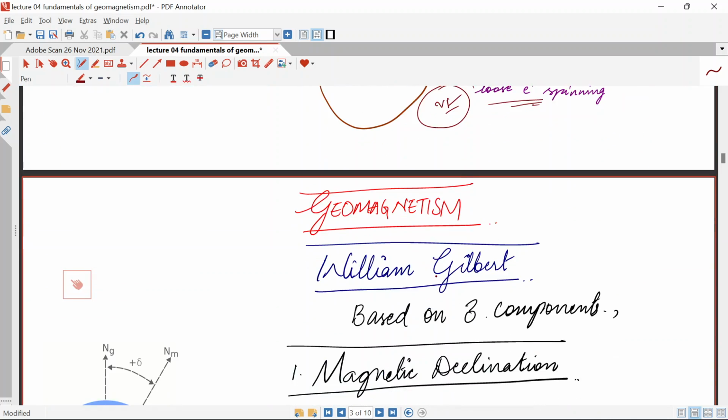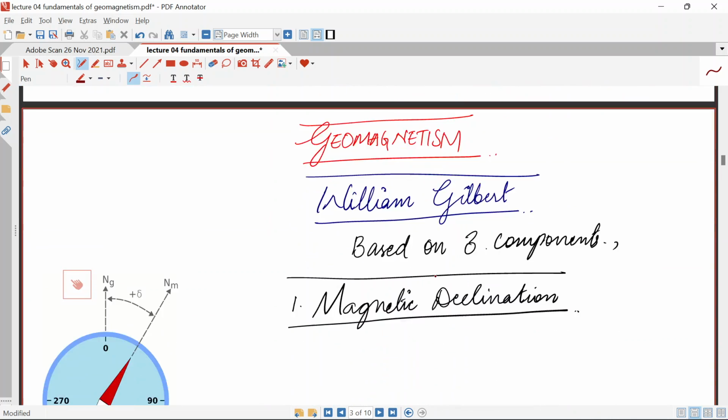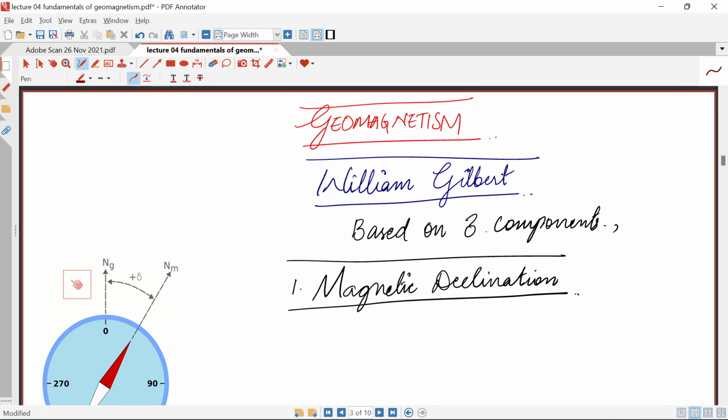So we'll get into what geomagnetism is. Geomagnetism was first studied or postulated by William Gilbert. He is an American scholar, and he said that the magnetism in the interior of the earth is due to the rich iron present in it. So the magnetism is due to the rich iron in the interior of the earth.